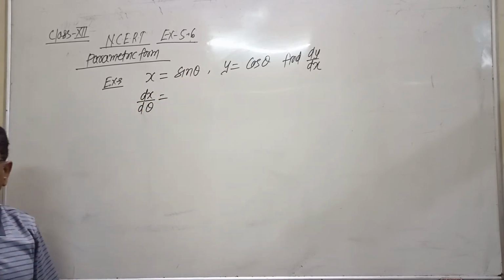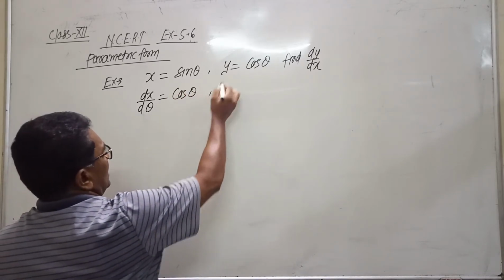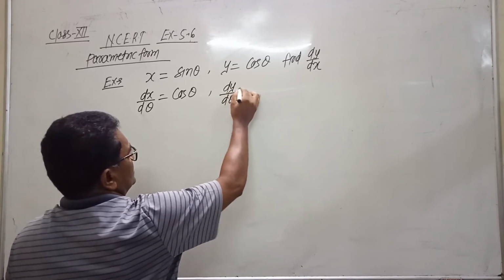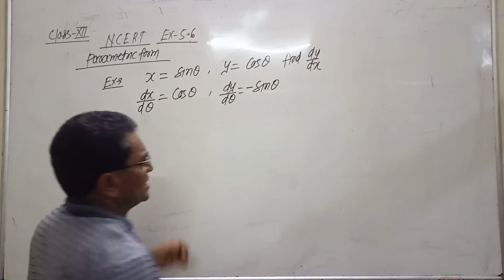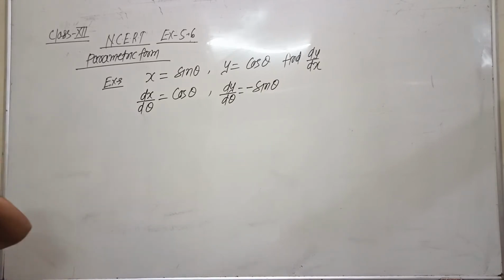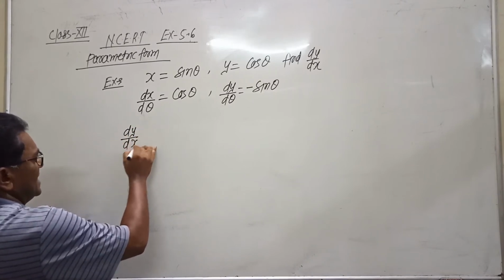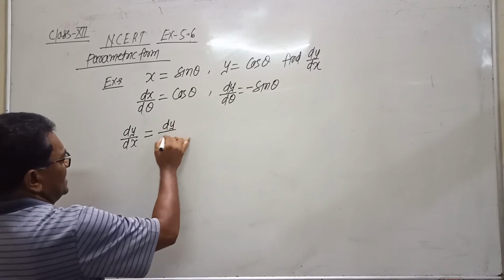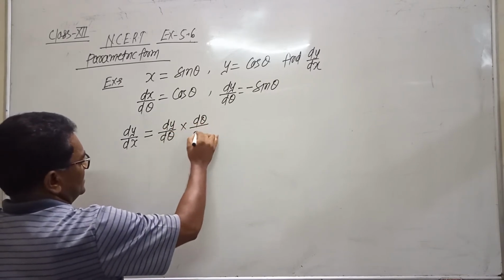The differentiation of sin theta is cos theta, and differentiation of y with respect to theta is dy by d theta, and differentiation of cos theta is minus of sin theta. Now we have to find dy by dx. So dy by dx will be written as dy by d theta into d theta by dx.